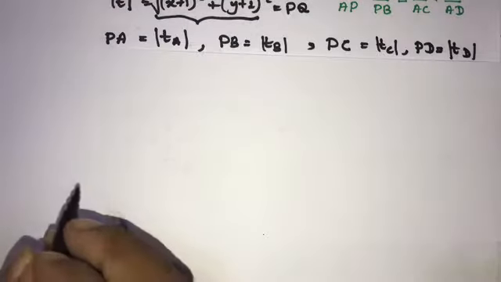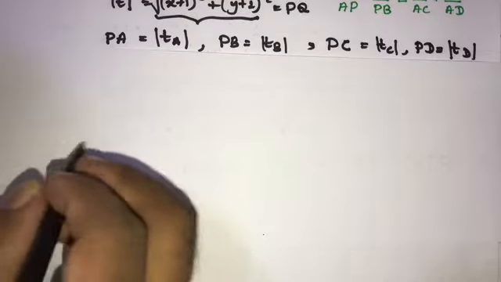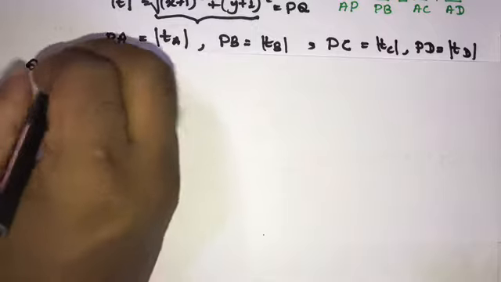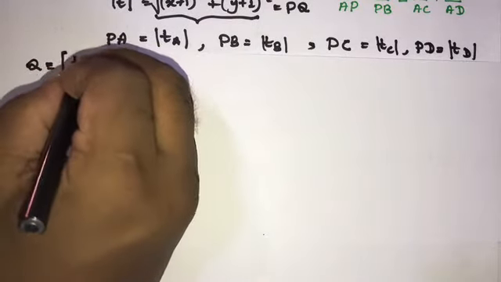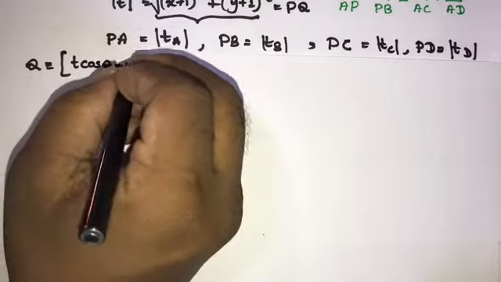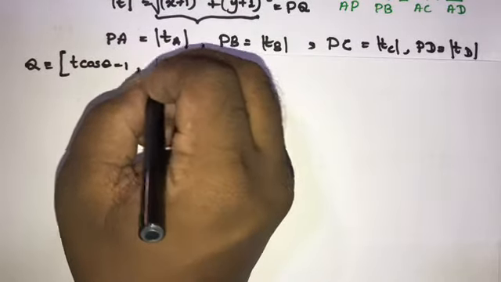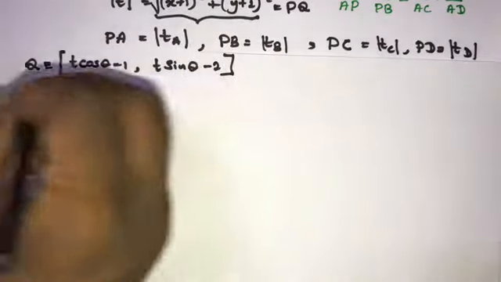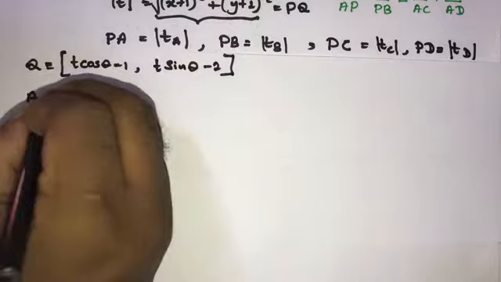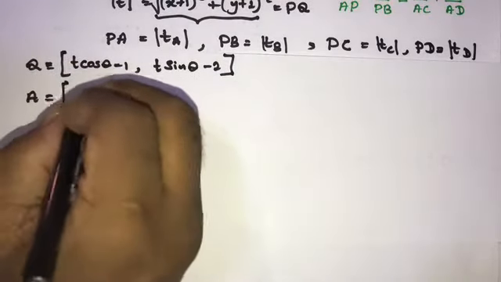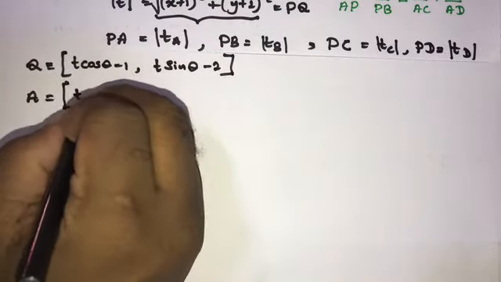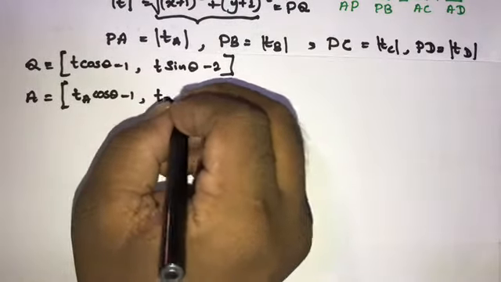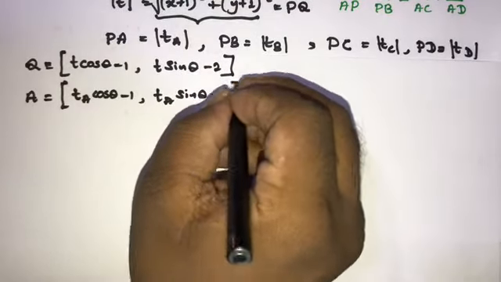Okay, we found the coordinates of the variable point on the line, which is Q: t times cosine of theta minus 1, t times sine of theta minus 2. According to this we can write A: A is equal to (tA cosine of theta minus 1, tA sine of theta minus 2).